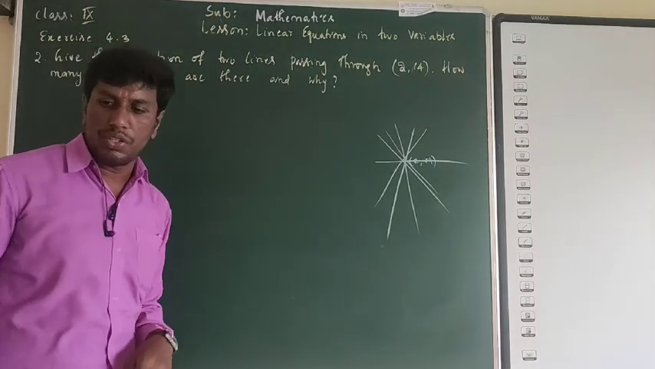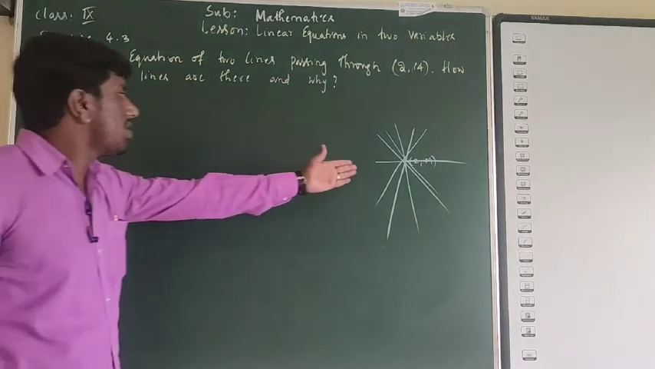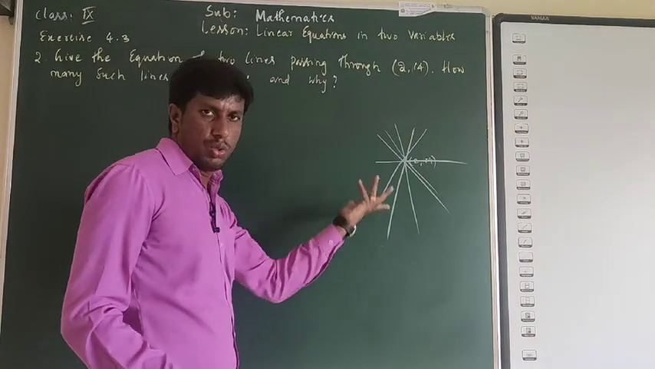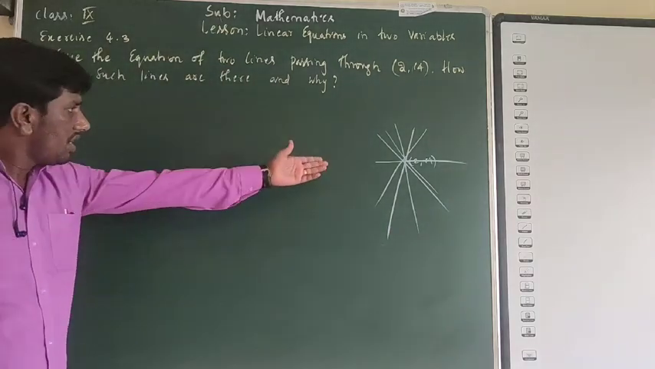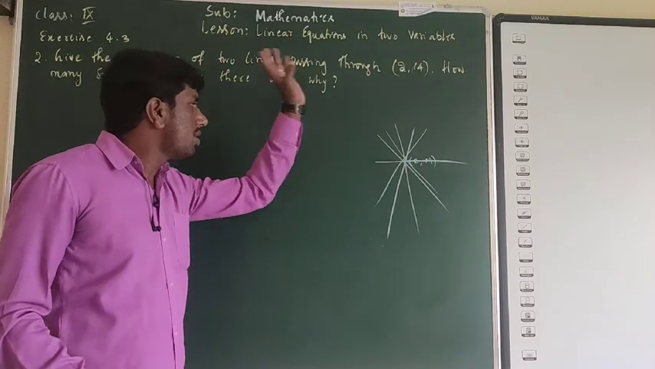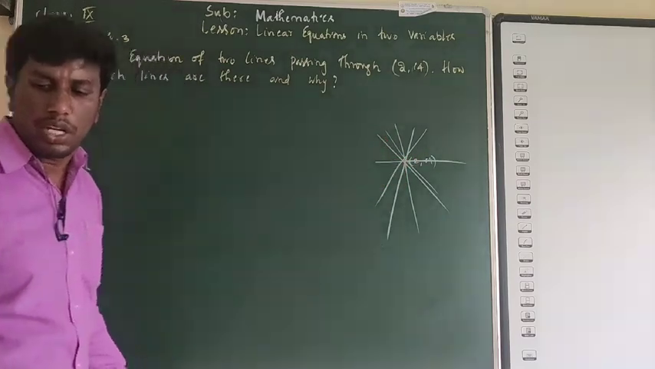First we will give the 2 equations, then we will write how many such lines there are. Since we have infinitely many lines through the point. And why? The reason is the same: for a point, infinitely many lines can pass through it, right? That is the reason you can write.